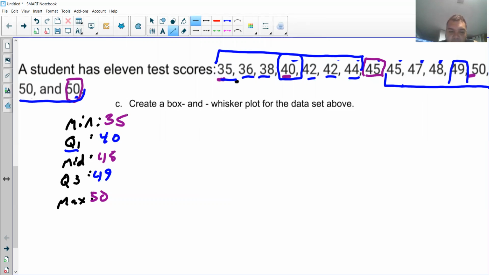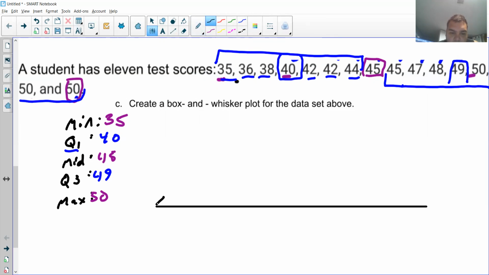Now, so far what we listed doesn't seem like a box and whisker. So what does that actually do? Here's the actual box and whisker. You're going to make a little number line. We start at 35 and go to about 50, so I'm going to make a number line that goes 30, 35, 40, 45, 50, 55. A little bit past, nothing too big, by pieces of 5.